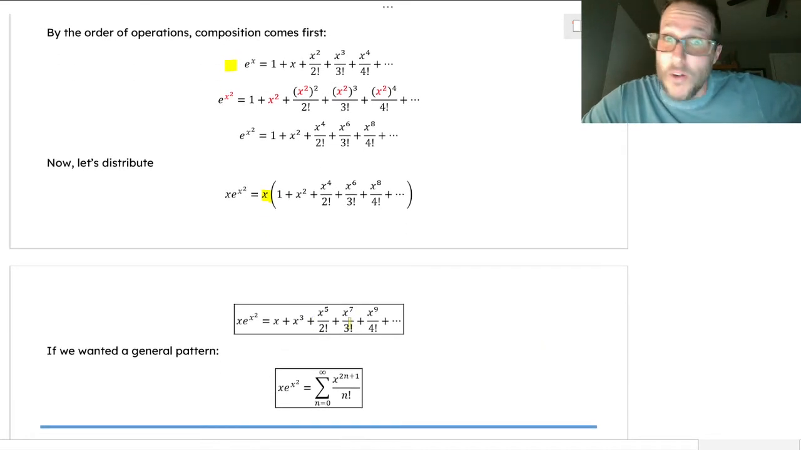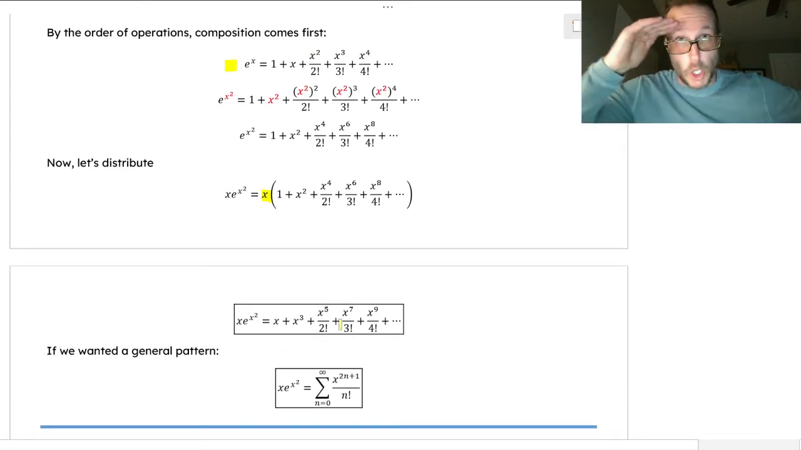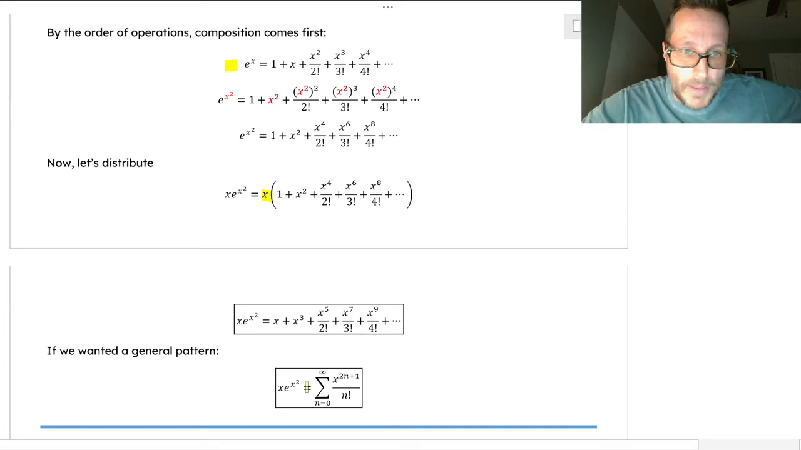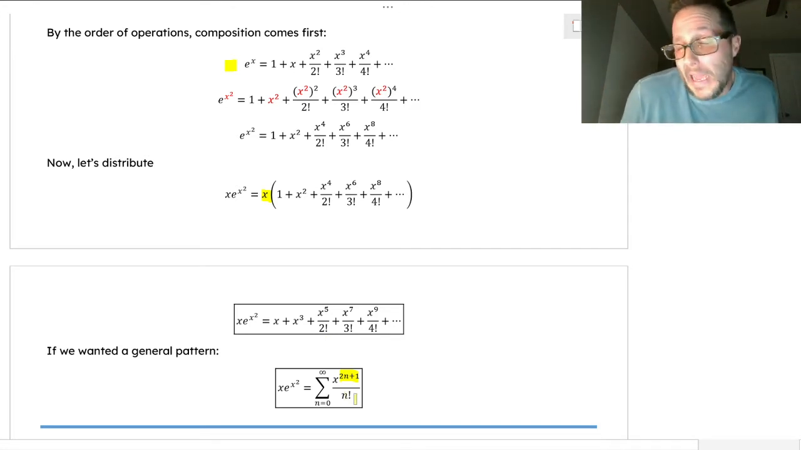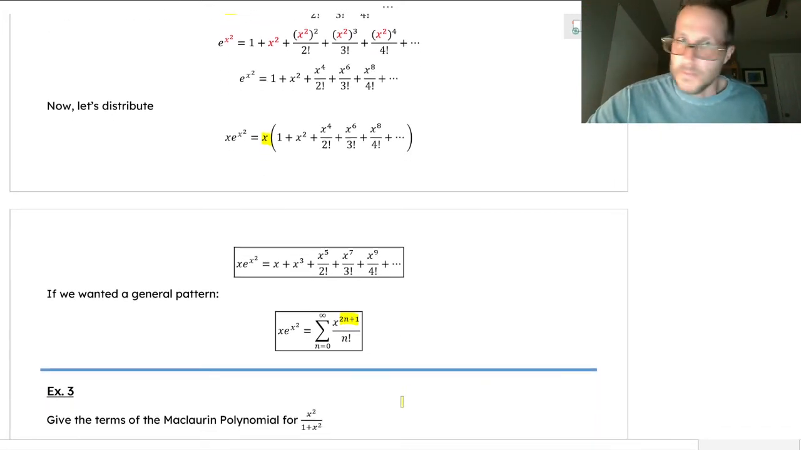And then the general pattern would be x raised to a power increasing by 2, starting at 1, so that would be x to the 2n plus 1, and then we're divided by just the same factorial, so just over n factorial, just in case you were wondering. I don't know if you were, but that would be the general pattern for x e to the x squared. All right, let's keep this ball rolling.